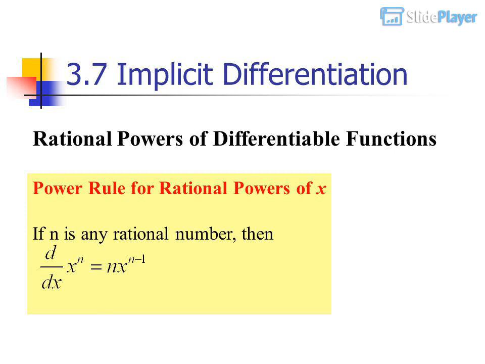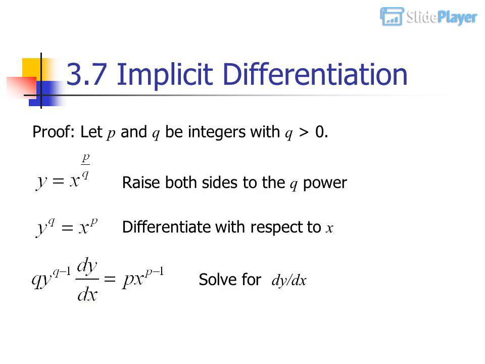Rational powers of differentiable functions. Power rule for rational powers of x. If n is any rational number, then the derivative of x^n is n x^(n-1).